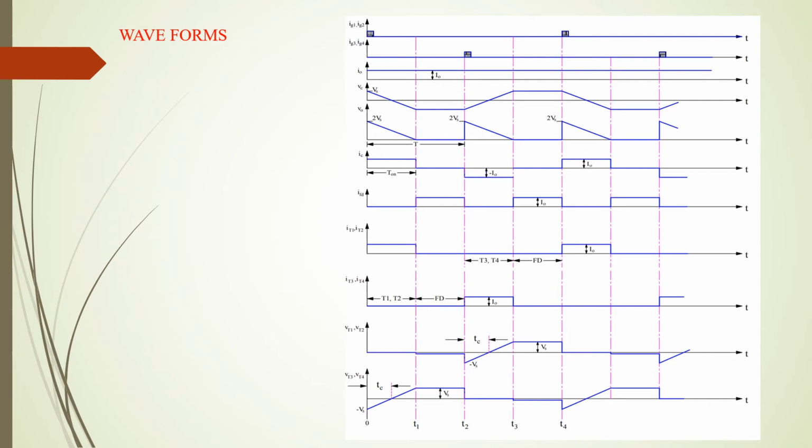Where the thyristors T1 and T2 are conducting, the voltage across T1 and T2 is 0, because they are acting as a short circuit. At that instant they have 0 voltage across them. VT3 and VT4 are reverse biased due to the negative supply, which appears across T3 and T4.